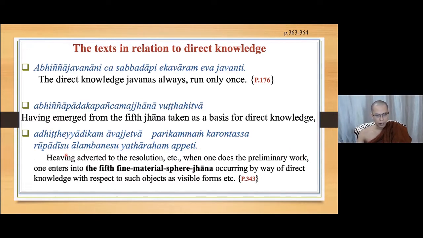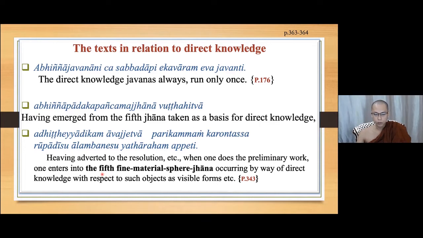Then rupa disu alambanesu yathariham, and here the fifth jhana, the fifth fine-material sphere jhana. So let's see again what the text says. At the beginning, he needs to enter the fifth jhana, which is the basis of direct knowledge. And secondly, after emerging from the fifth jhana, the basis, he needs to make the resolution, the preliminary work, to finish.